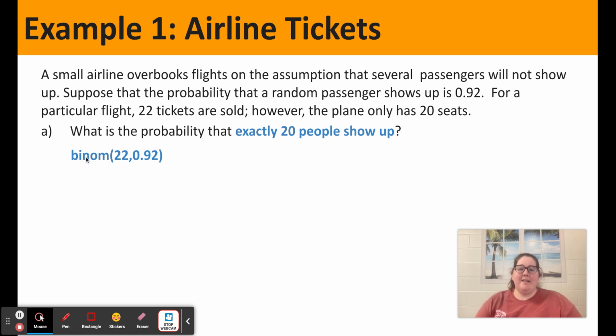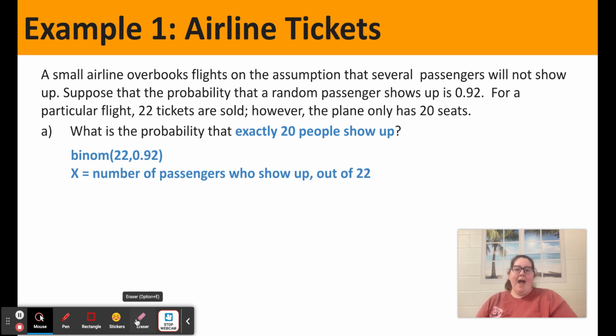Again, we recognize this is binomial because we know the probability of something happening once, and we want to know the probability that it happens a certain number of times. N is 22, and P, our probability of success, is 0.92, where X is defined as the number of passengers who show up out of 22. So if we want to know the probability that exactly 20 show up, we're finding the probability that X, the thing we defined, is equal to 20.